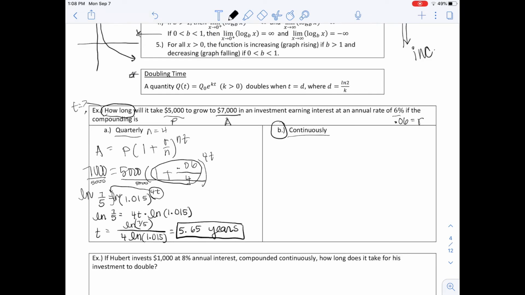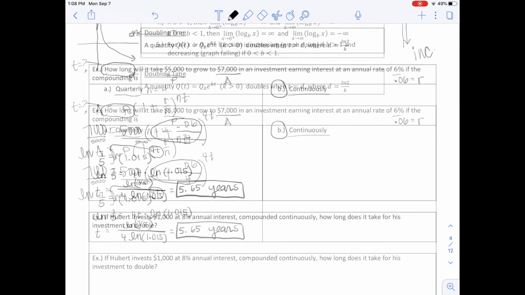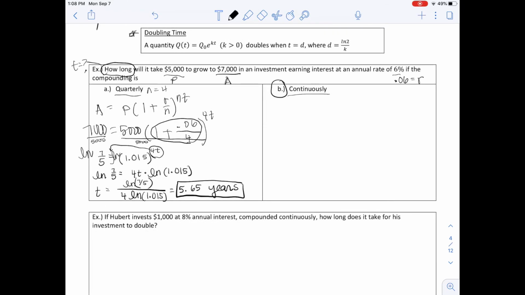Part B, we're going to go ahead and circle, and we will work on that one together in class. The next example right below this says if Hubert invests $1,000 at 8% annual interest compounded continuously, how long does it take for his investment to double? And we do have up above a box that says doubling time, and we can use that to make this go a little bit faster.